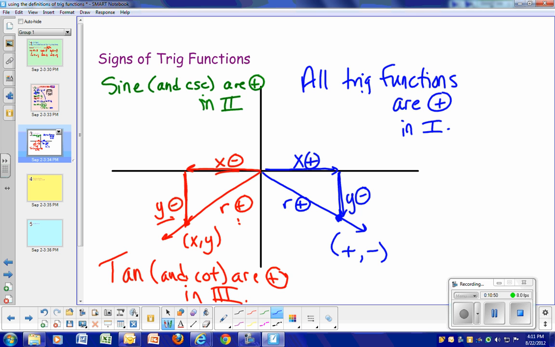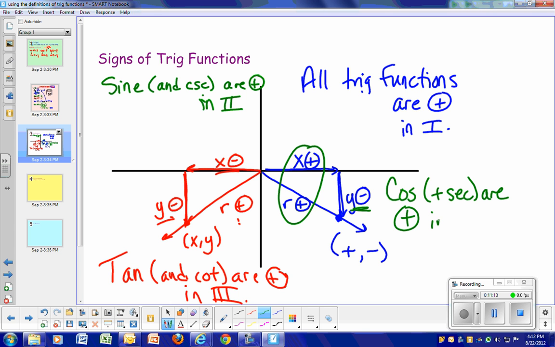Okay? If you look back at your trig definitions, how could you end up with something positive? The only way would be dividing those two positive quantities, because if you involve y, you're going to get a negative amount. So in quadrant 4, cosine and its reciprocal, secant, are positive. And this is quadrant 4.